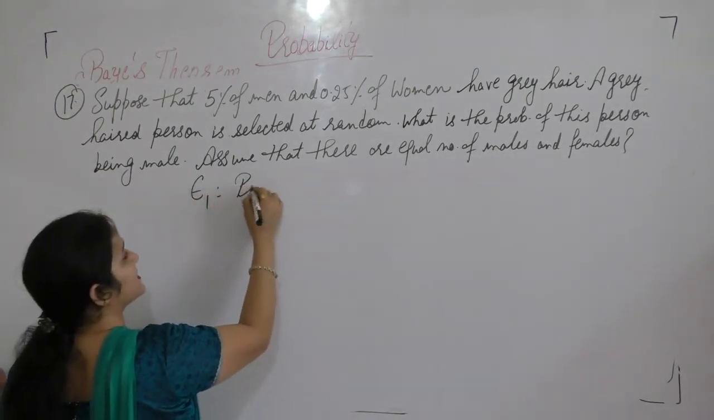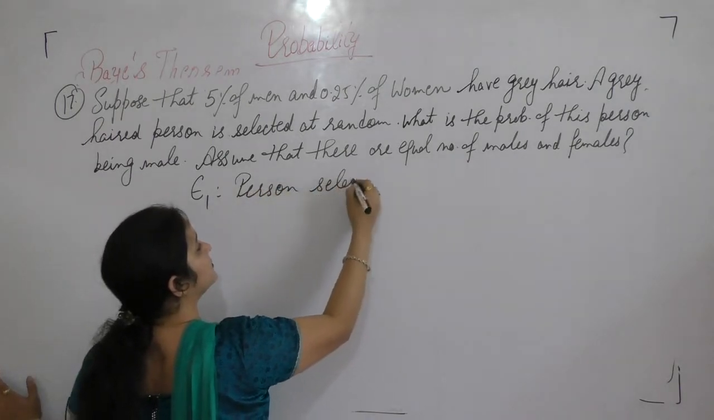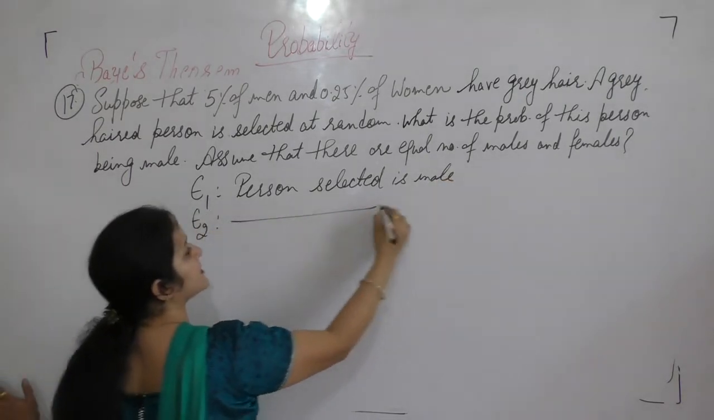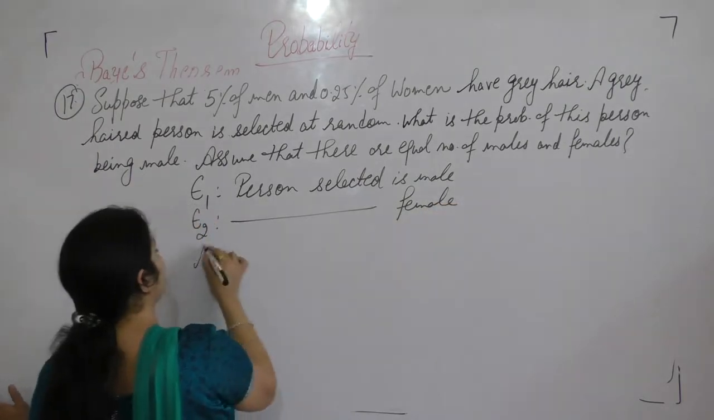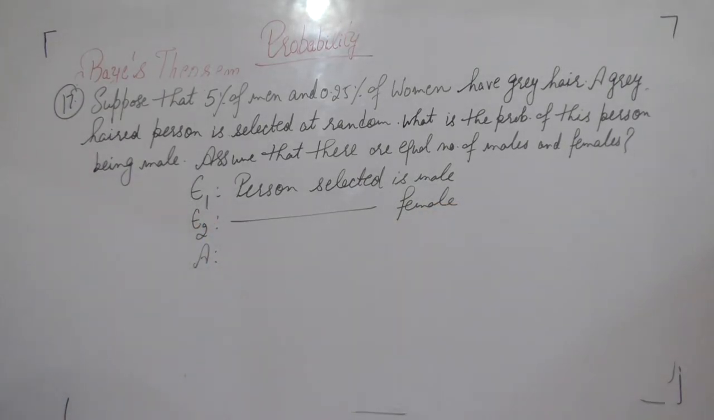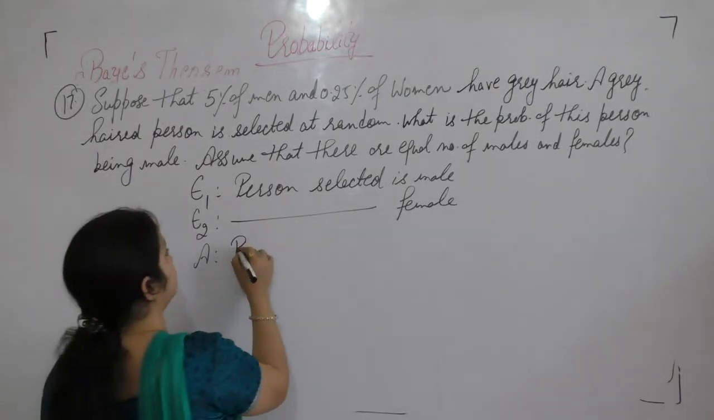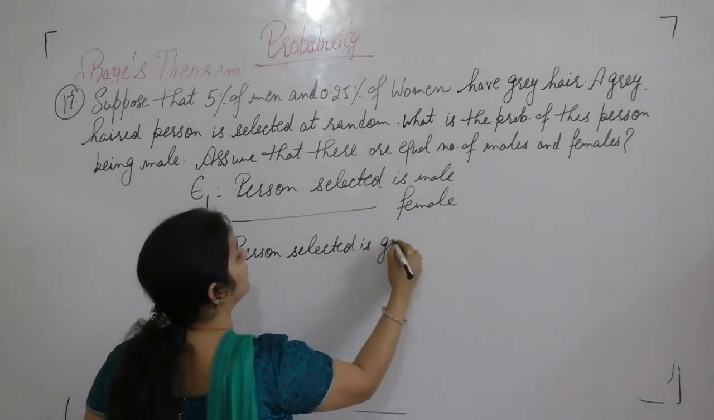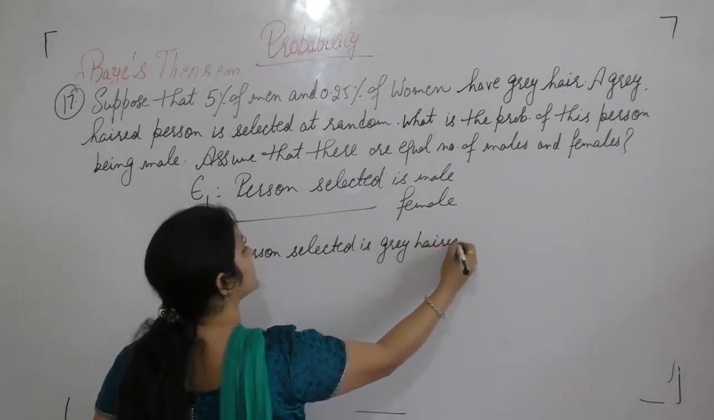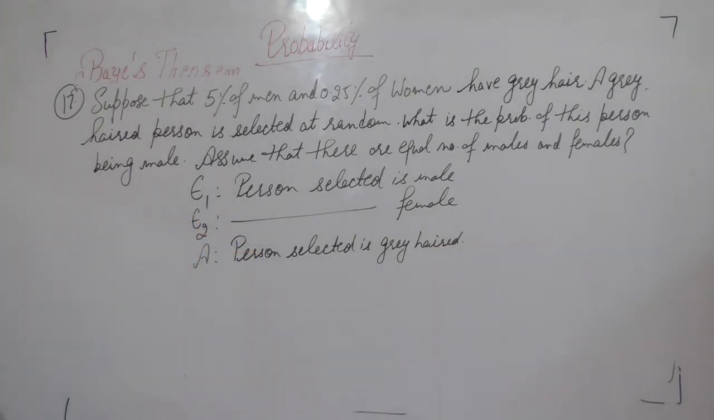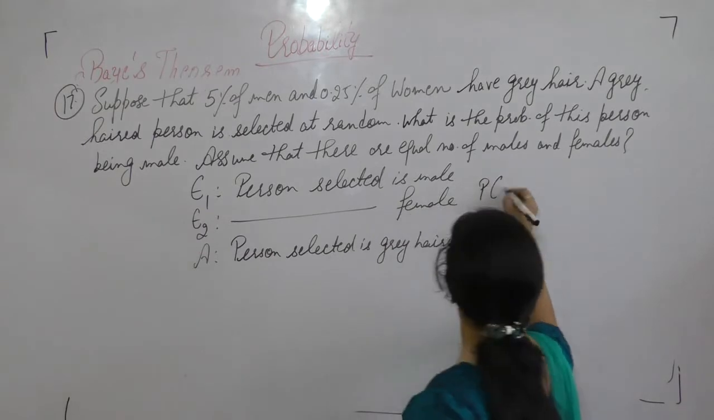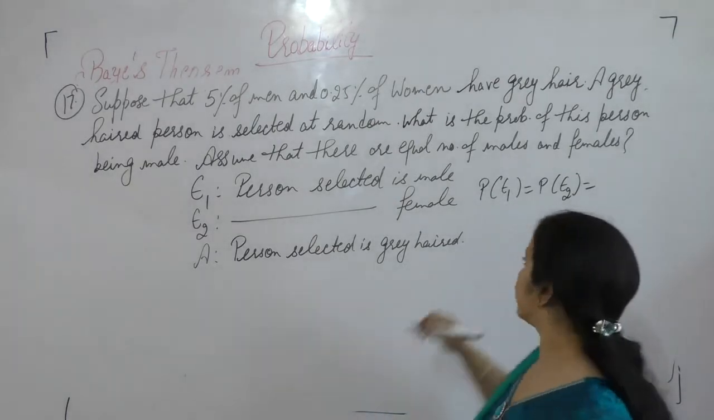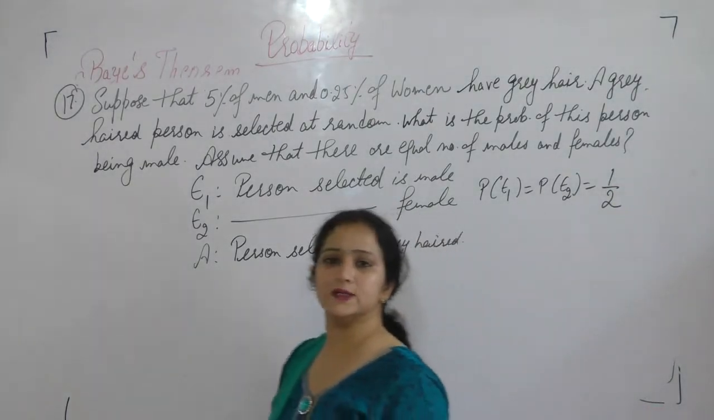E1 is the event person selected is male. E2 event person selected is female. A is the event that person selected is grey haired. Probability of E1 and E2: since number of males and females are equal, so probability of E1 and E2 is 1 by 2.